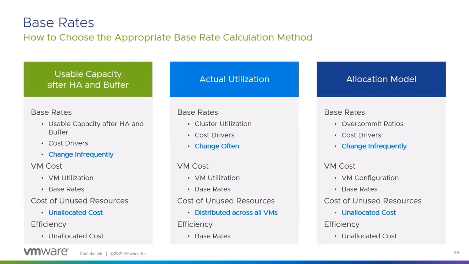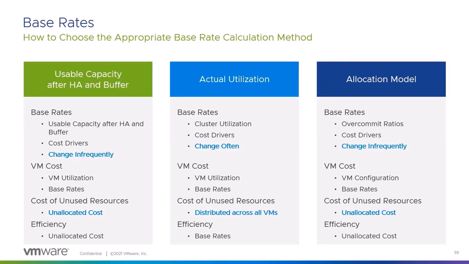So kind of talk through each of the options here, and I'll tell you how to go and configure them. So the first one is usable capacity after HA and buffer. So this is relying upon basically what you expect to be able to use in that cluster. And then from that, the system calculates the base rate, as the name implies, from the usable capacity after HA and buffer, based on the cost drivers, and then it changes infrequently. So basically, because it's based on the capacity of the cluster, it shouldn't fluctuate that much. The VM cost is then based on the VM's utilization times the base rates. So it looks at what the VM is actually consuming from CPU, memory, and disk space, multiplies it by the appropriate base rate to get the cost of the virtual machine.